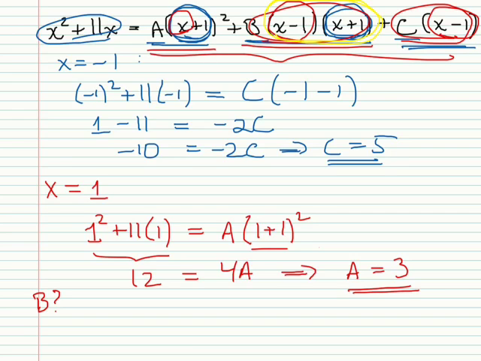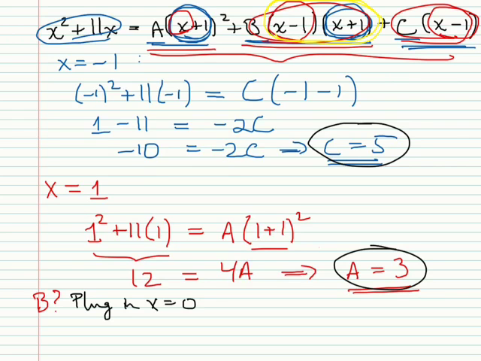So I prefer to use this method of substitution, which is basically pick another value of x and just plug it in. Since we've got a and since we've got c, we can use those values. Let's just plug in another number. Let's plug in x equals 0 into both sides. On the left-hand side, we've got x squared plus 11x. We plug in x equals 0, and it's equal to 0.